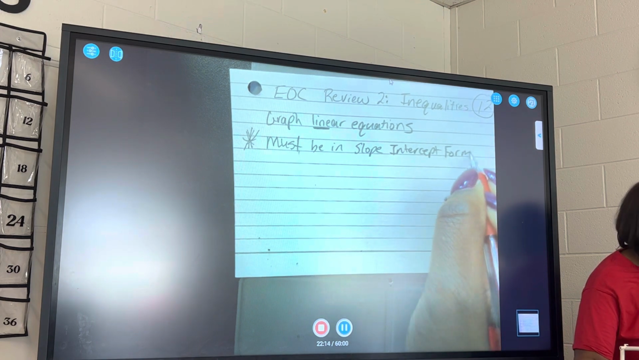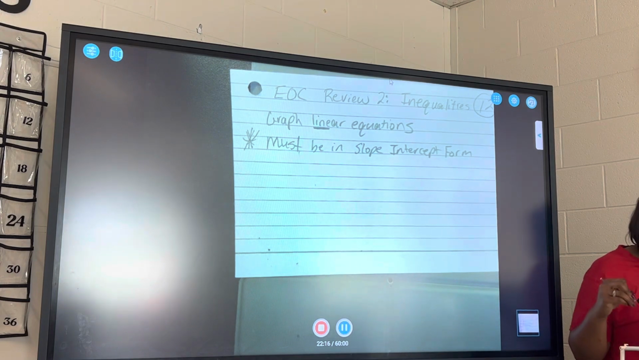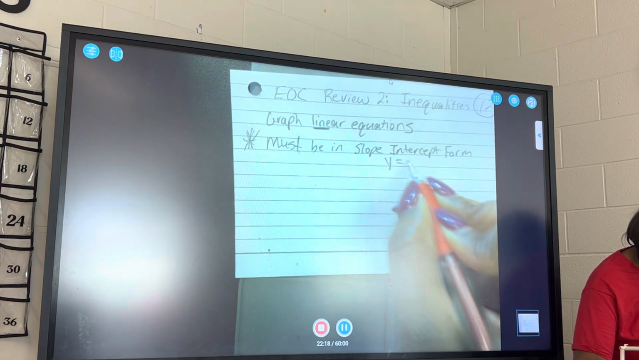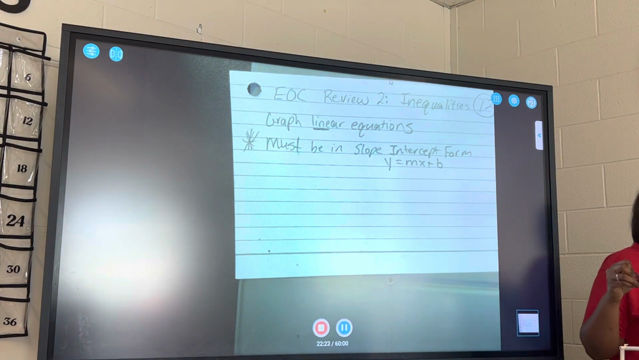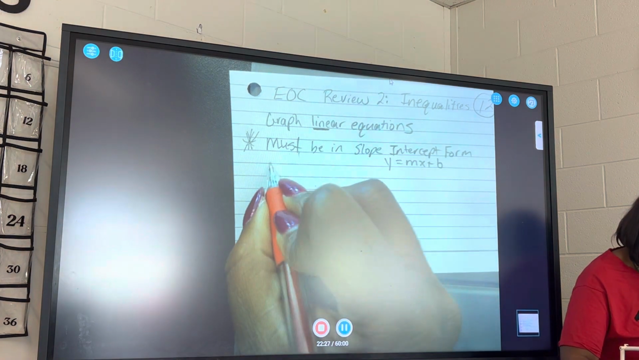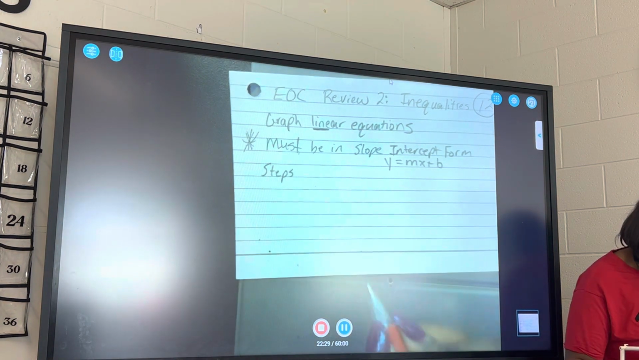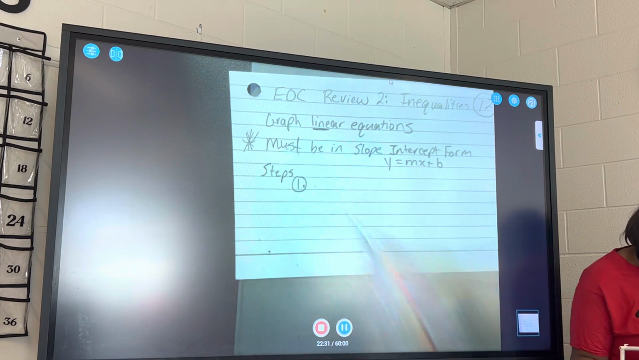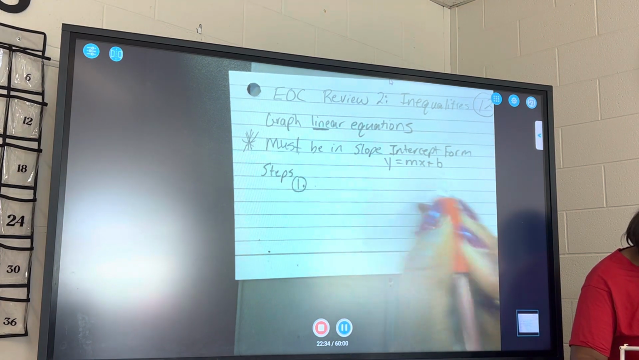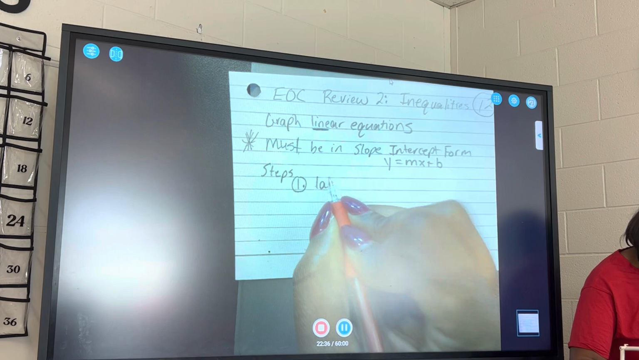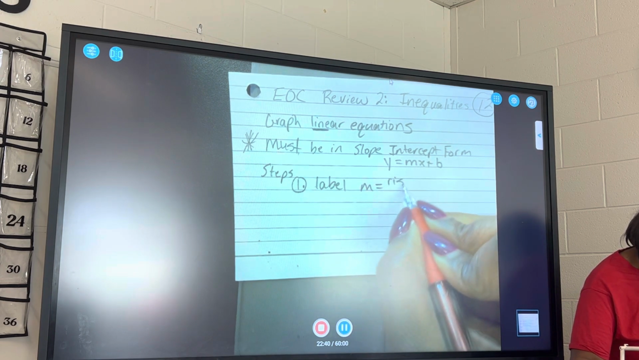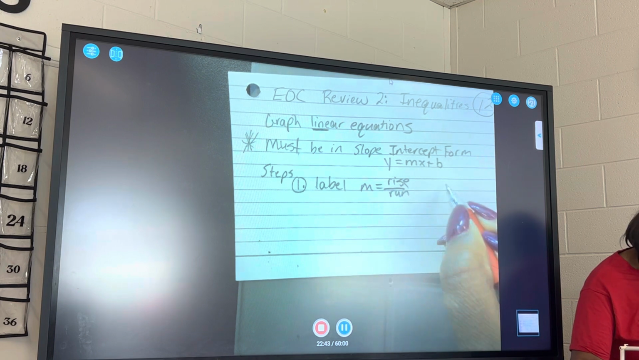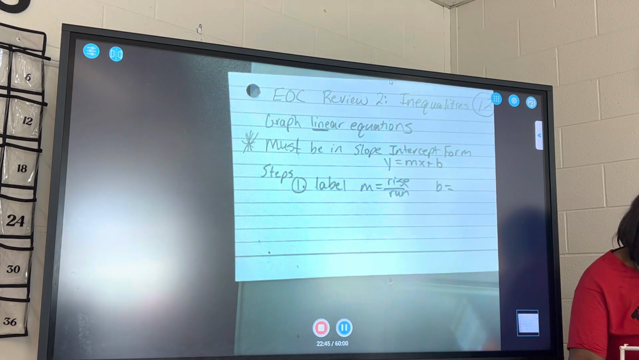It has to be in slope-intercept form. Slope-intercept form is y equals mx plus b. If it's not written in that form, you've got to write it in that form. You've got to isolate the y. So the steps, and we talked about this today. The first step, after it's written in this form, is you label m and b. You label your m as your rise over run, and you label your b, which is your y-intercept.